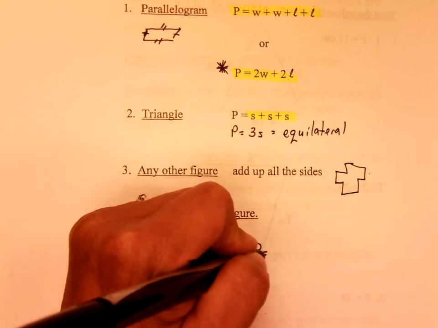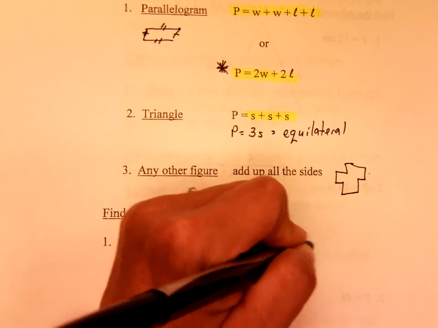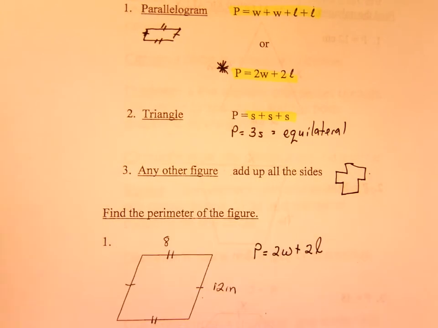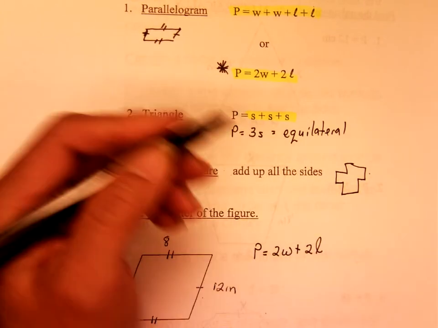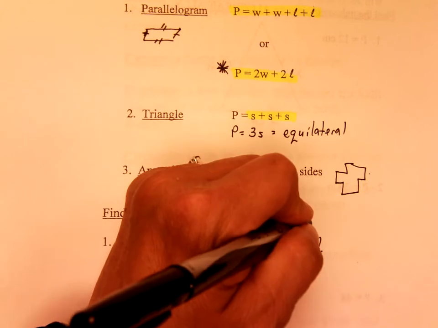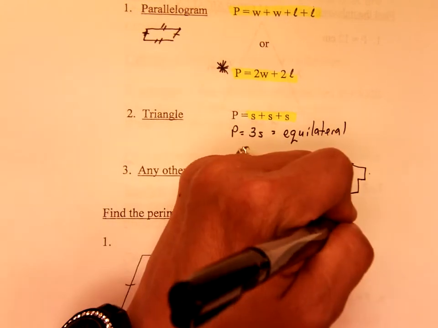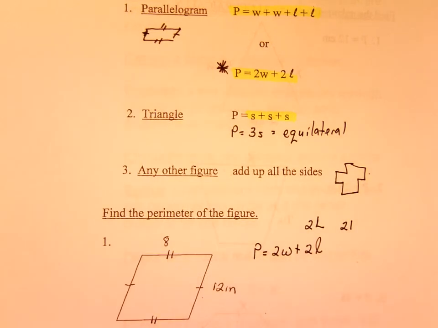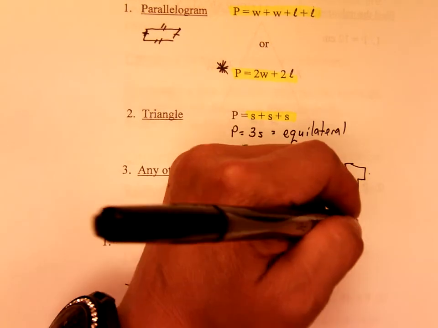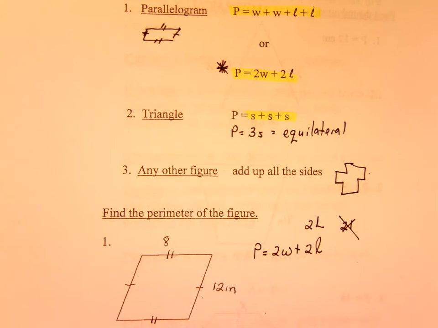You would write P is equal to 2W plus 2L. And you notice that my L is in cursive, lowercase l. You could write 2L, capital L. You cannot do 2l like this because it looks like a 21 instead of a lowercase l. So this is what you can't do.